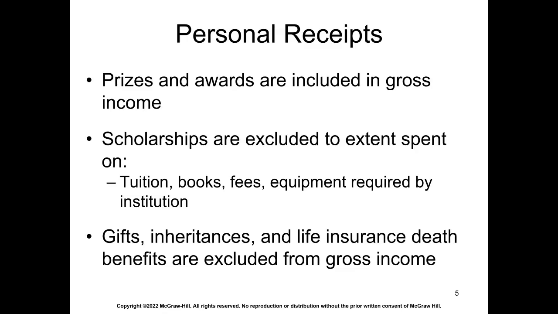Scholarships, well, they can be excluded, except they're only excluded to the extent that they're spent on tuition, books, fees, equipment required by the institution. So what's not on there is room and board. What's not on there is meal plan. Okay. Also, gifts, inheritances, and life insurance death benefits are excluded from gross income. And I guess we should put in here under most circumstances.